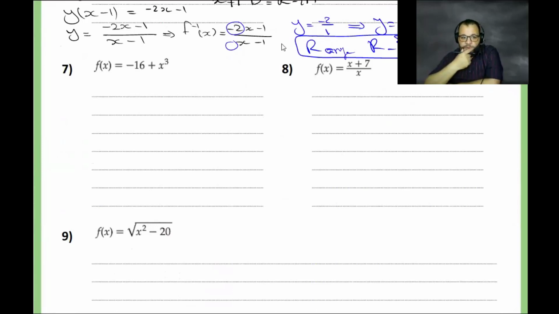First, replace f of x with y. First, we need to find the domain. So what is the domain for this one? The domain is R. The range is R. Why R? Why is the domain R for the first one?